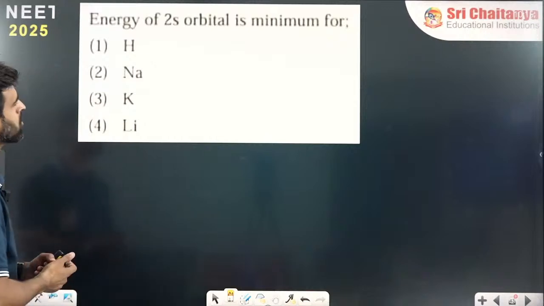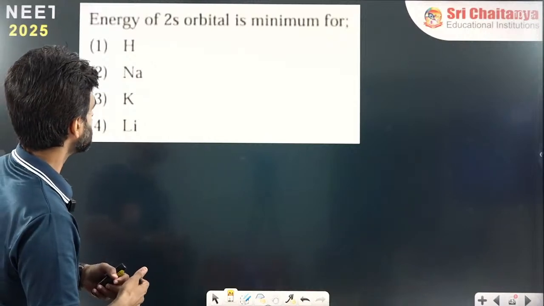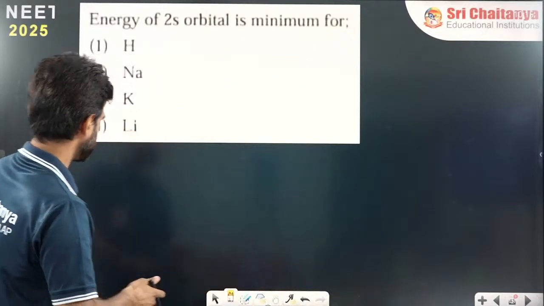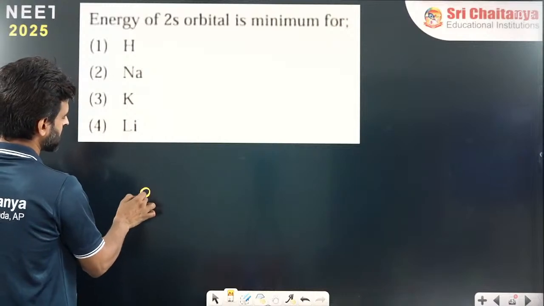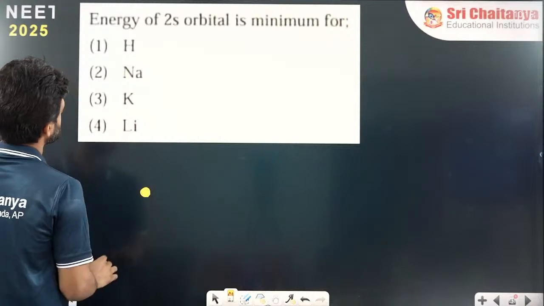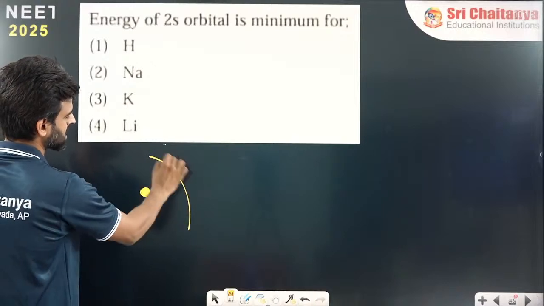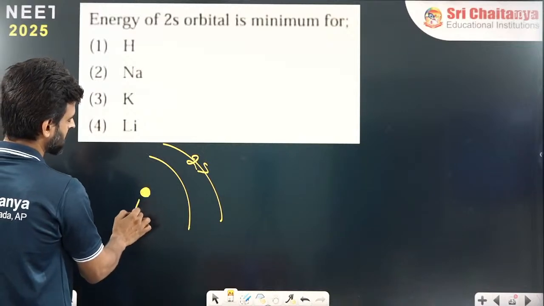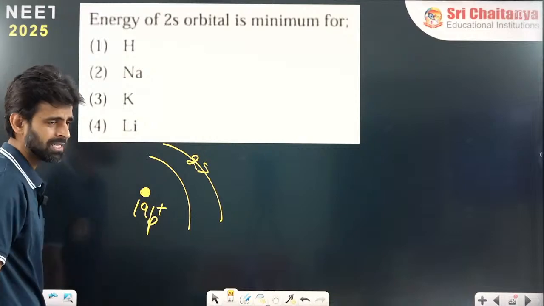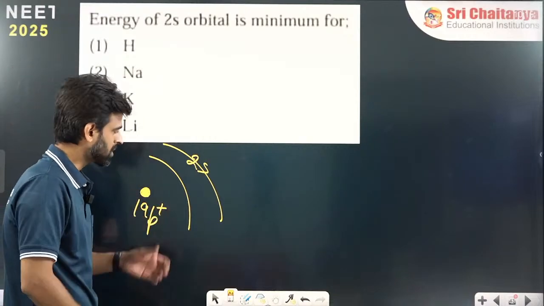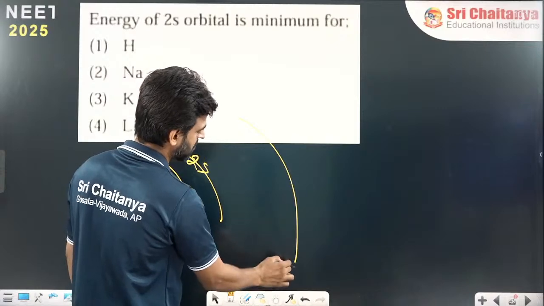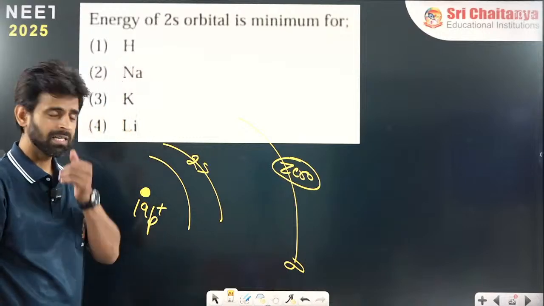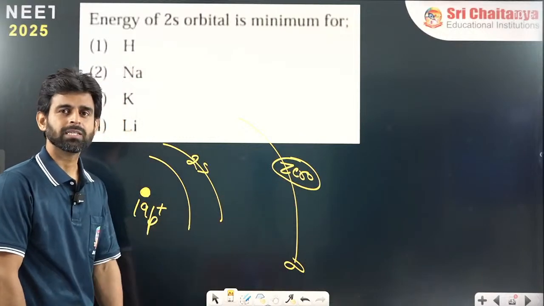The energy of 2s orbital is minimum for which one? If you see carefully, we can understand with some logic. I have an atom here, and imagine this is the first shell, second shell. I am talking about 2s, right? If I have potassium here, I have 19 protons. We consider that at infinite shell, energy is how much? 0.